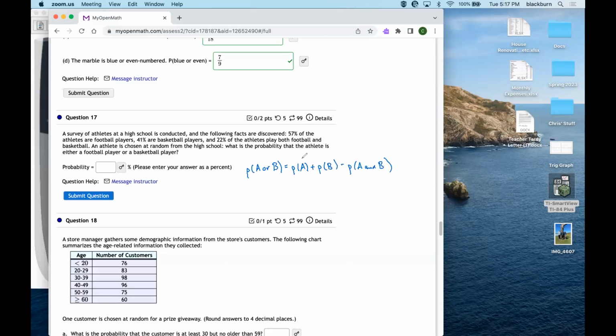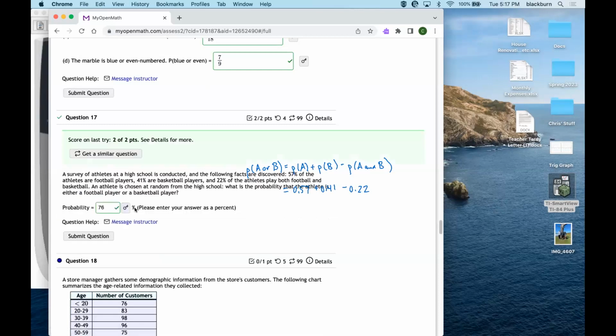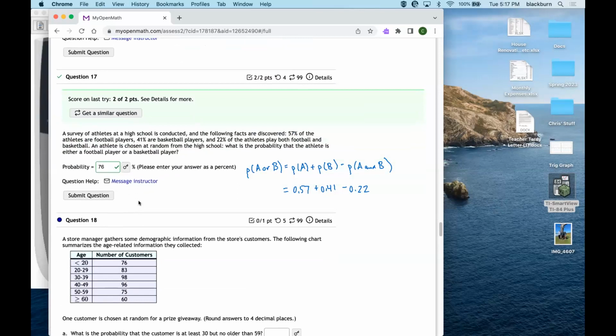Because the A and B might be in the A or the B, we have to subtract it out so we don't double count it. So for this one, you got 57% football, 41% basketball, and then 22% play both. So we have to make that calculation right there. I guess 0.76. And they want it as a percentage. So instead of 0.76, I'm going to put 76. Because they wanted it as a percentage, not a decimal.